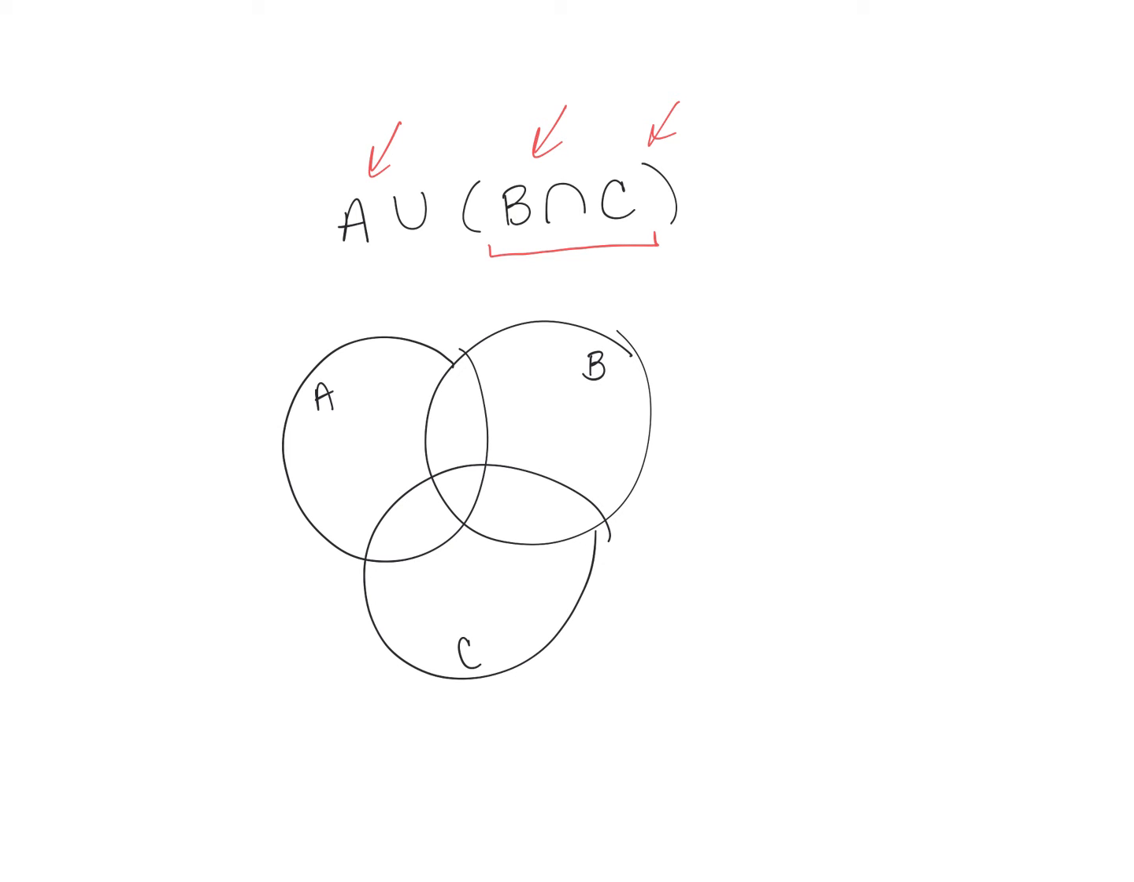So B intersected with C, this intersect symbol means all the elements that are in both B and C. And so that's just that overlapping section right here where the circles B and C overlap each other. Now the next part says that we want to union that with set A.